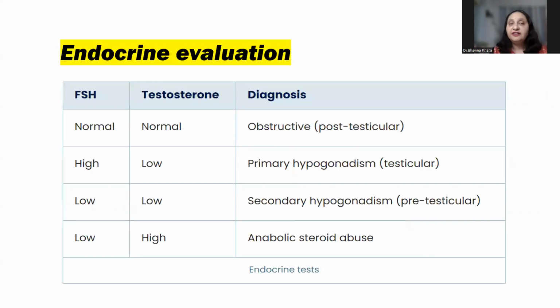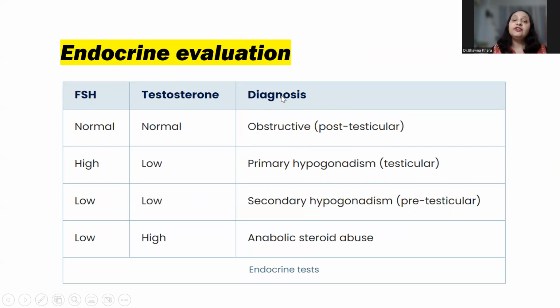Now, this is a very, very important chart. Of course, the red dot you see here on the slide itself shows that this is a very, very important chart. So in this case, you have to look at hormones, FSH and testosterone, and accordingly, we have to make diagnosis.